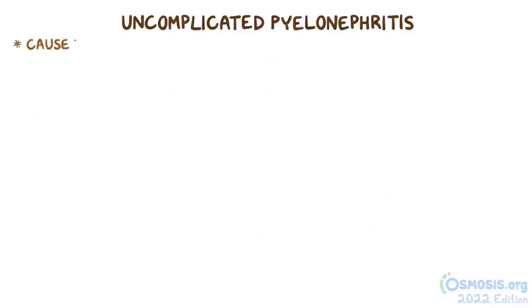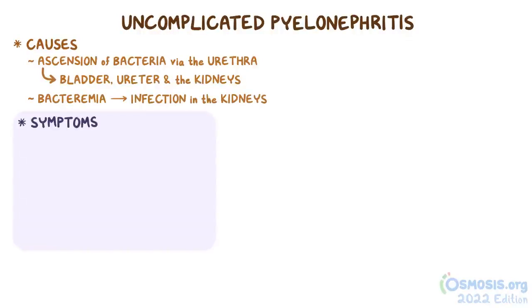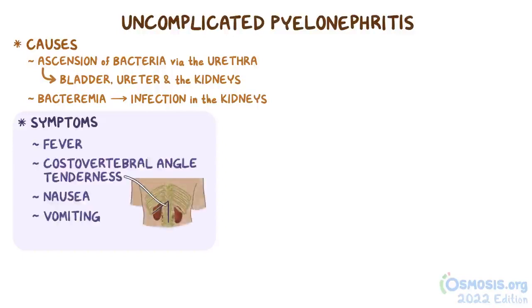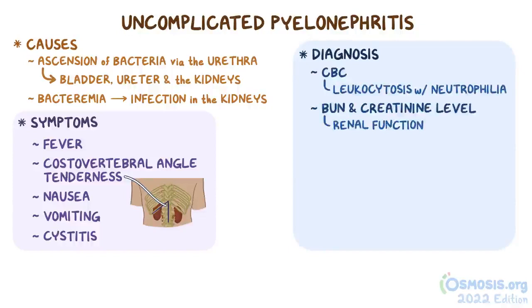Alright, so moving on to uncomplicated pyelonephritis, which is typically caused by the ascension of bacteria via the urethra and into the bladder, ureter, and the kidneys, but can also be caused by bacteremia, causing an infection in the kidneys. Symptoms develop quickly, and the individual typically has a fever, costovertebral angle tenderness, nausea, and vomiting, in addition to symptoms of cystitis. Lab studies include a CBC, which typically shows leukocytosis with neutrophilia. Renal function can be checked by obtaining a BUN and creatinine level.